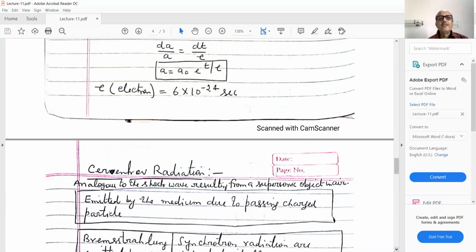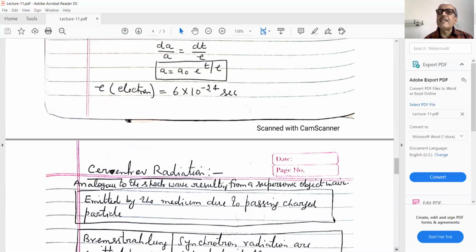Cherenkov radiation is similar to the shock wave resulting from a supersonic object in air. In fact, if an object in air moves with a velocity larger than the velocity of sound in air, it leaves a shock wave behind. Similarly here also, if a charged particle moves through a medium with a velocity larger than the velocity of light in that medium, remember, not the velocity of light 3 into 10 to the power of 8, because in a medium the velocity of light will become c upon n.